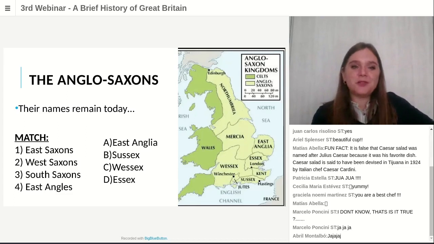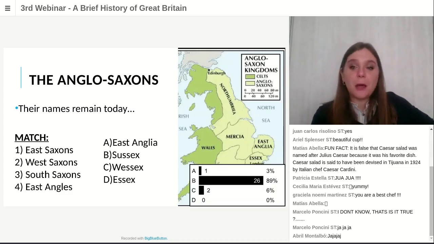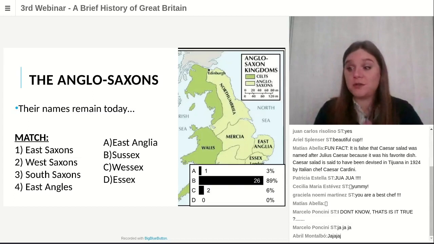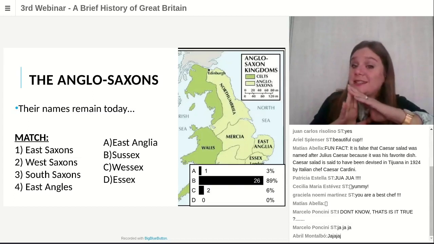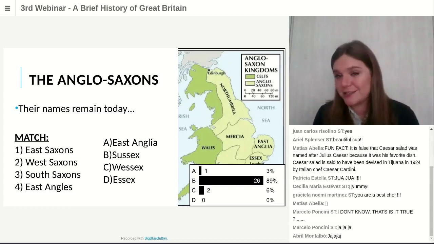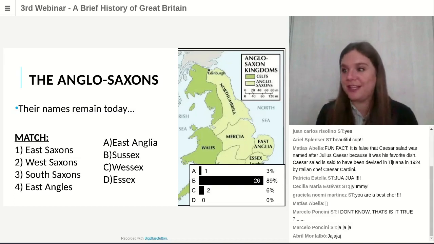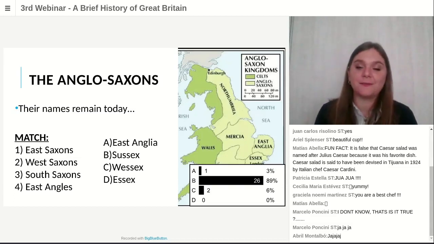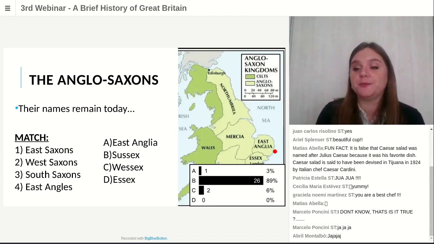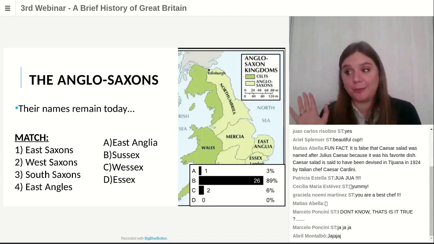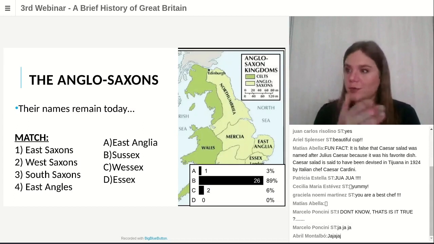Okay, so I'm going to publish the results. Most of you voted Sussex. Very good. Definitely, Sussex is the answer. I don't want to say anything about Meghan and Harry, but they are the Duke and Duchess of Sussex now. So that's where they get their name.